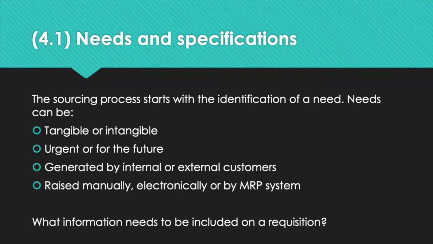Specifications are produced for those products or services, which can be performance or conformance based. Performance specifications outline what the product or service is to do or to achieve, leaving the suppliers to innovate on how to do it. Conformance, on the other hand, details exactly what the product or service will be made of, leaving no room for innovation.